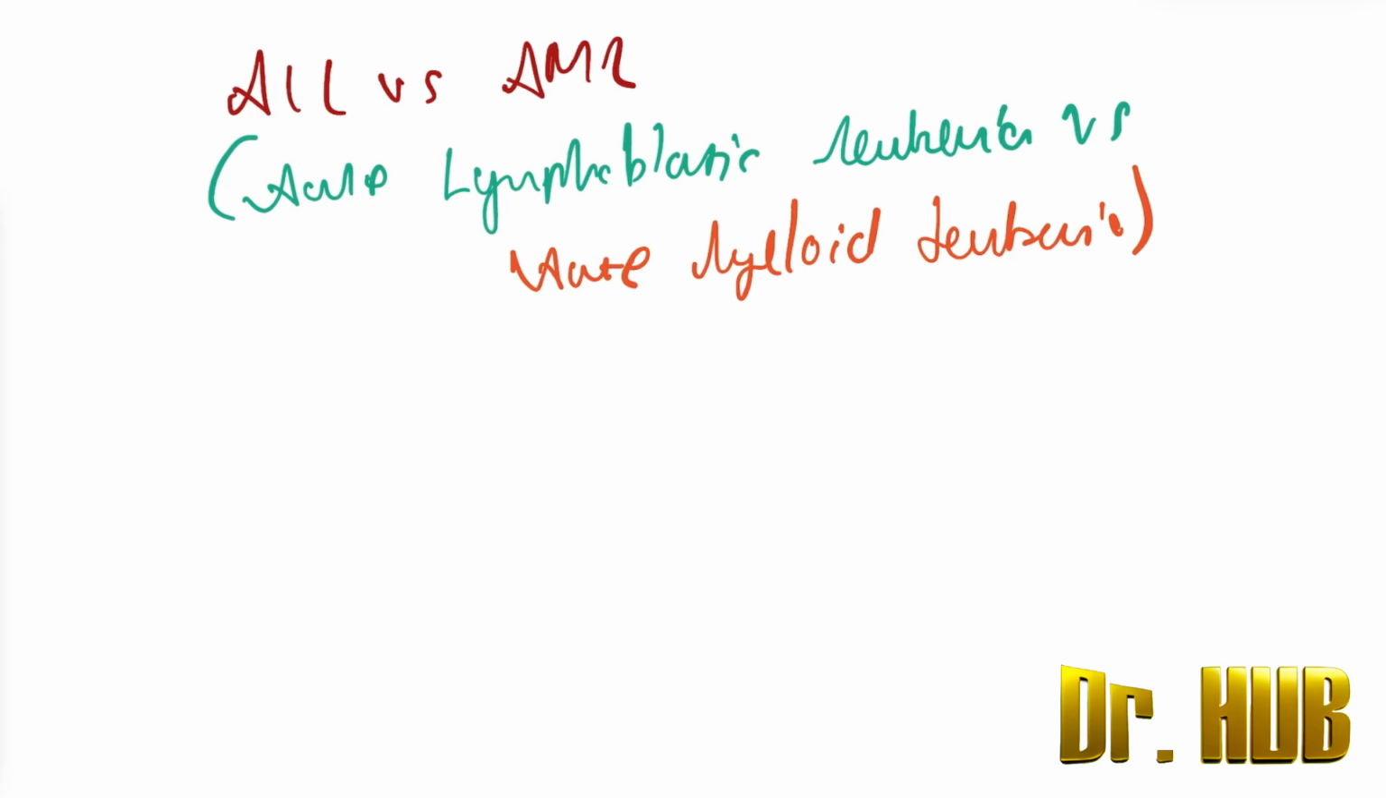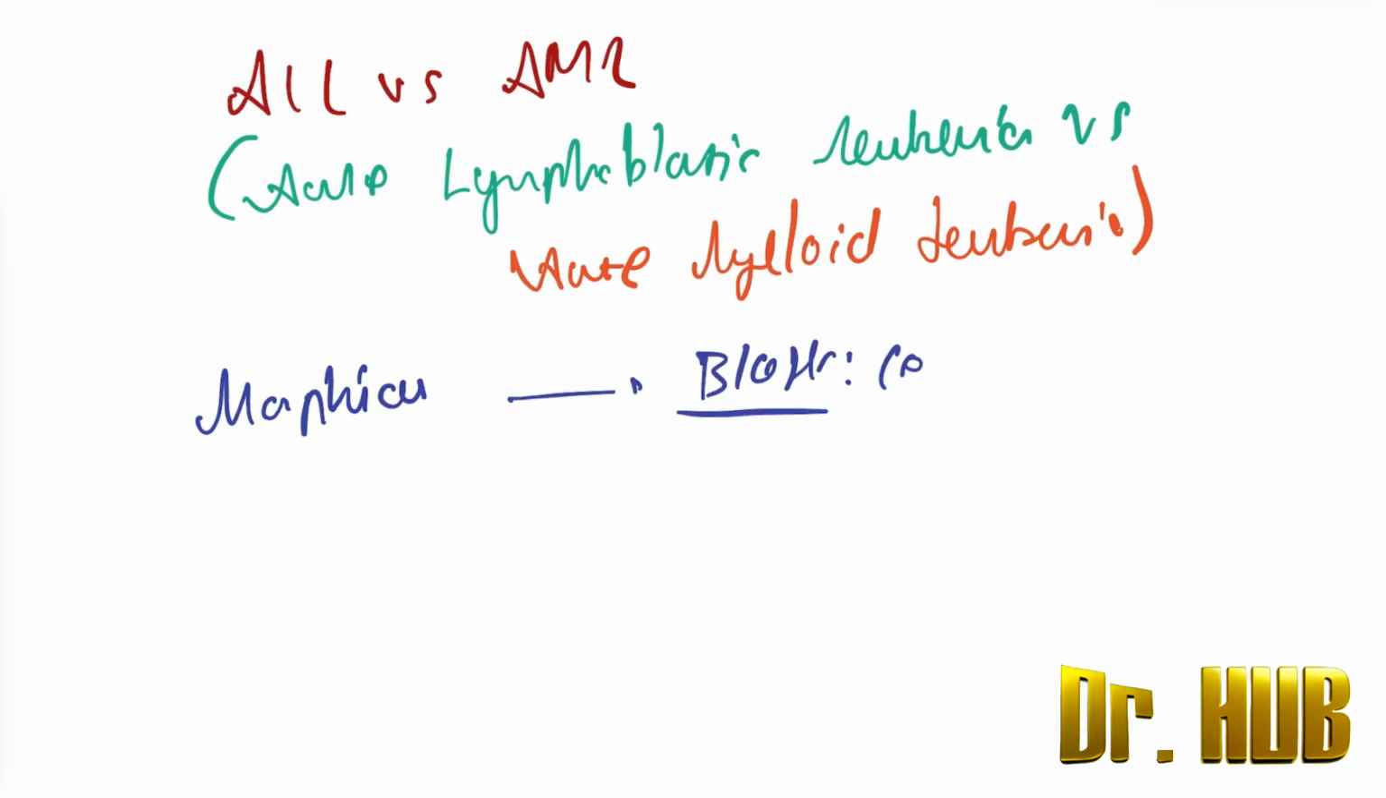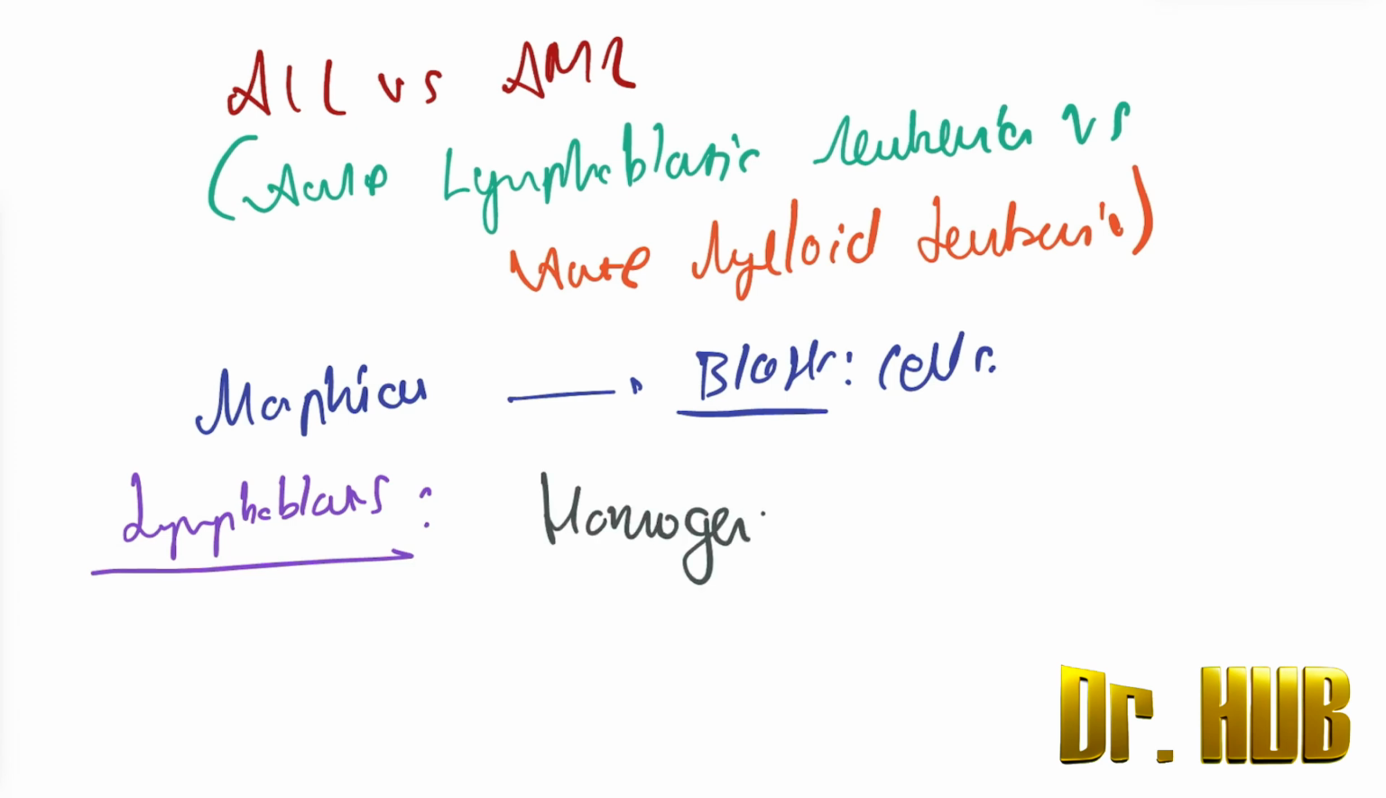Now we are going to look at the morphological features and compare the blast cells. First we will look at the lymphoblast. The blast population is homogeneous. And how is the size of the lymphoblast? The size is variable, plus it is small.